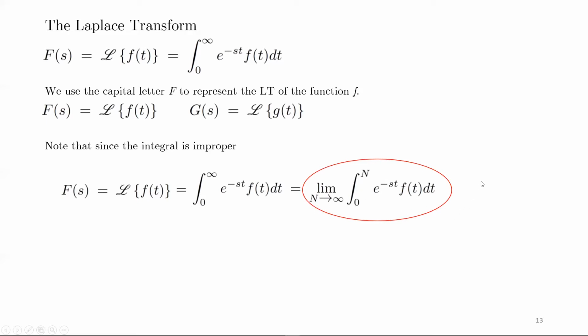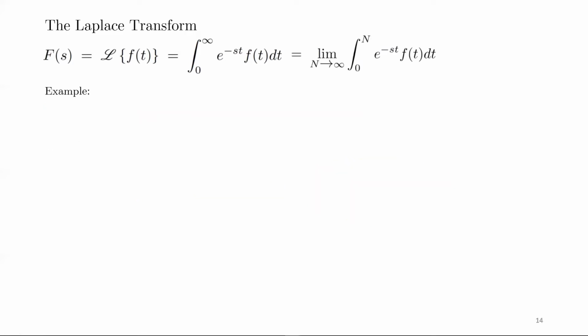Okay, so let's look at an example, and we'll start with the simplest case here. So our function here is just a constant function. So f of t equals 1. Obviously this is defined from t equals 0 through to t equals infinity. It's just a constant. Okay, so we want to take the Laplace transform of this function f of t equals 1. So we're taking the Laplace transform of this constant 1.